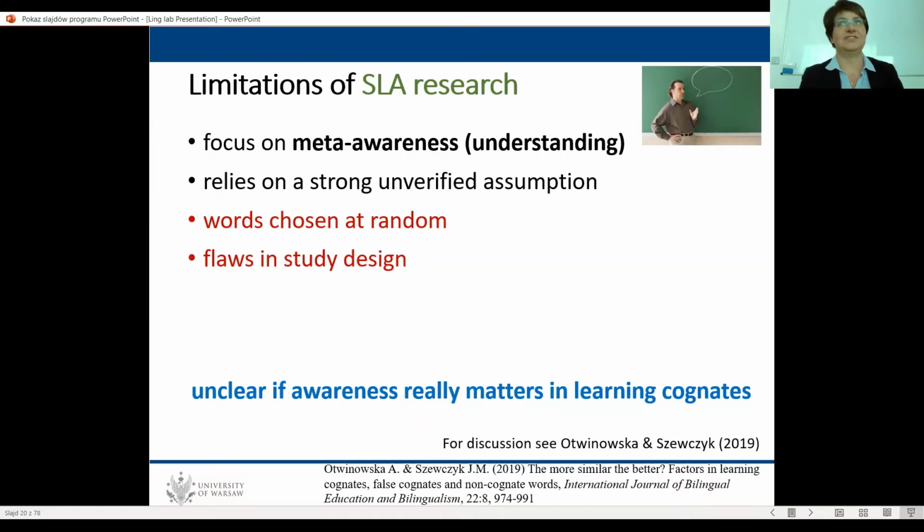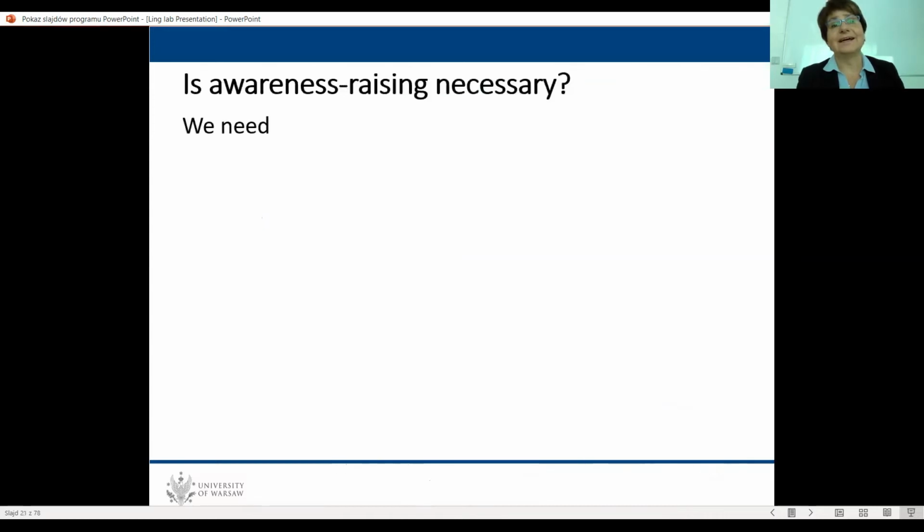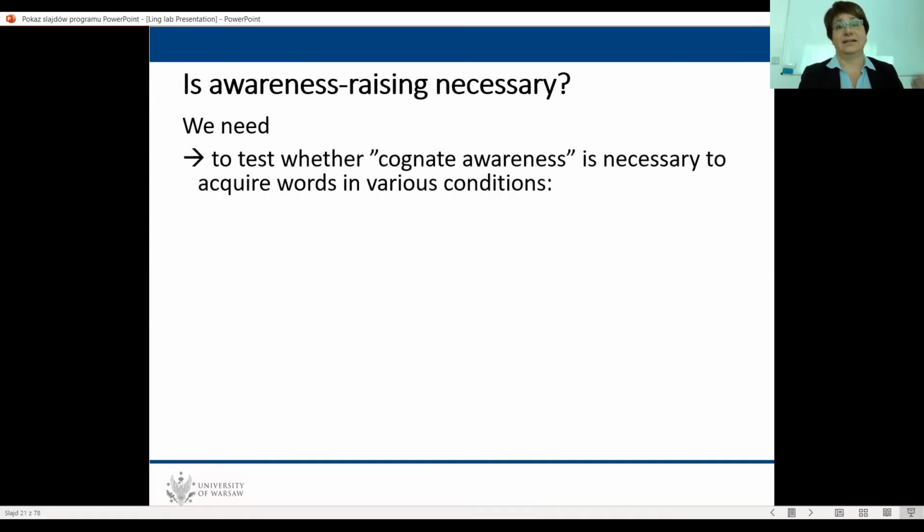Learners would not be tested individually but in groups, for instance. A group of learners will be asked to pinpoint some cognates in text. So generally they lack methodological rigor. And this is our assumption, and this is the starting point for our research. Generally we assume that what we need is to find out if this cognate awareness is necessary to acquire cognate words. But we have to test it in various conditions.